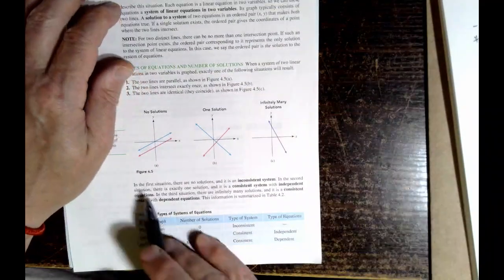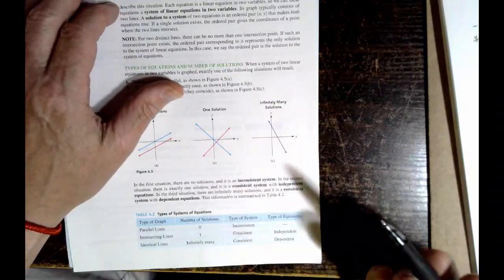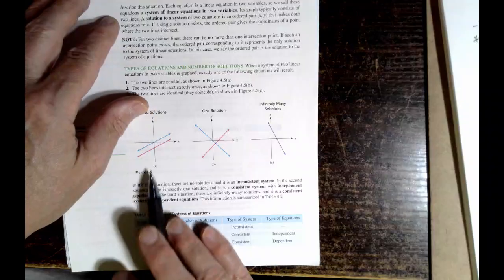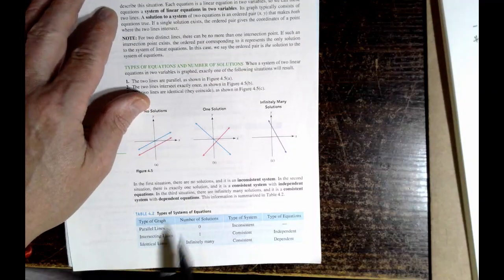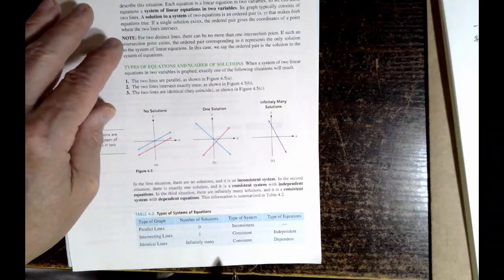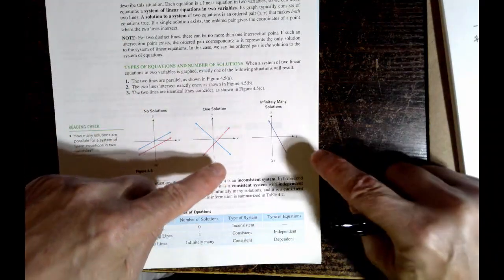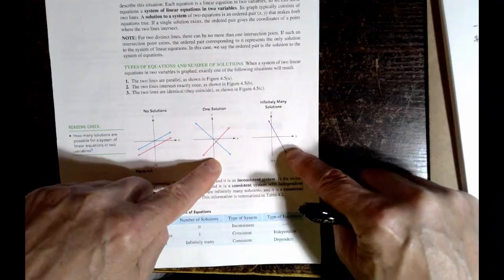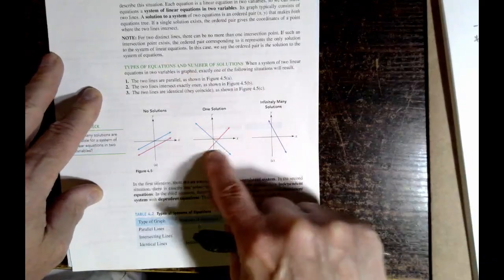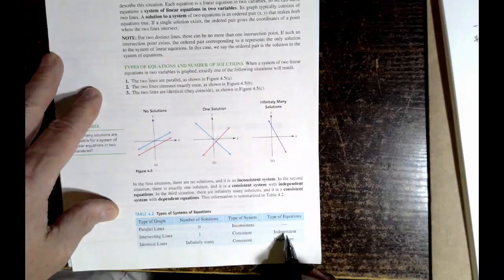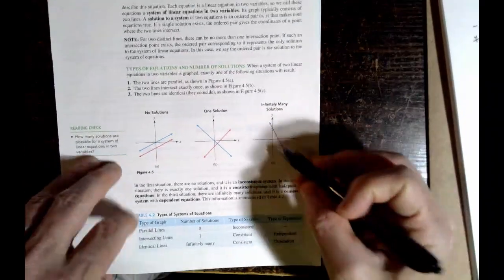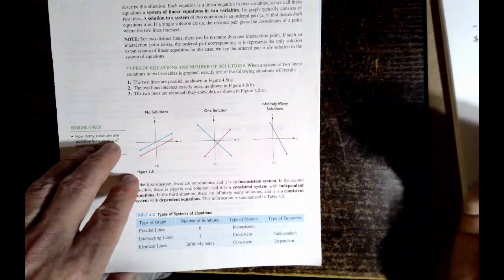Now, the number of solutions is either 0, 1, or infinitely many. Okay? And if it has no solution, it's called inconsistent. Otherwise, if it has one or several solutions, it's called consistent. All right? Now, these other two that have solutions, they're either independent or dependent. Now, these two are independent lines, so they're called an independent solution.